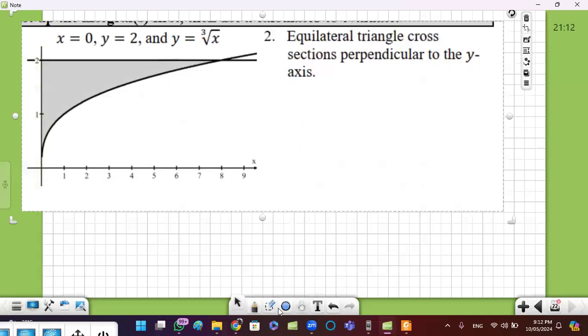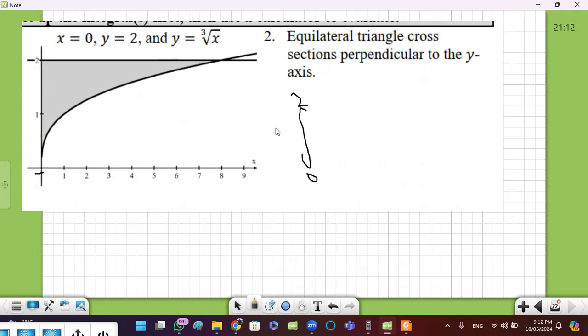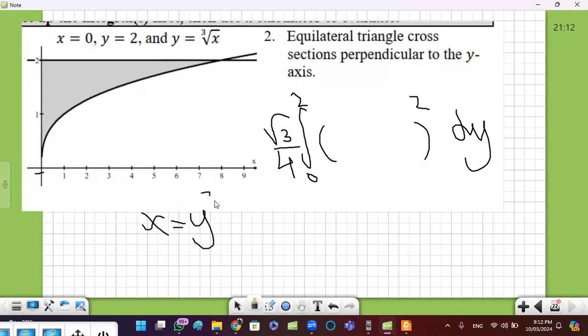Perpendicular to the y-axis, right? So the integral goes from 0 to 2. Semicircle or equilateral triangle? Equilateral triangle, right? Yes. But this is y, dy. So I write here x minus x. What is x? X here is 0, correct? And x here equals y to the power 3. So y to the power 3 minus 0, or just y to the power 3. Got it? Okay.